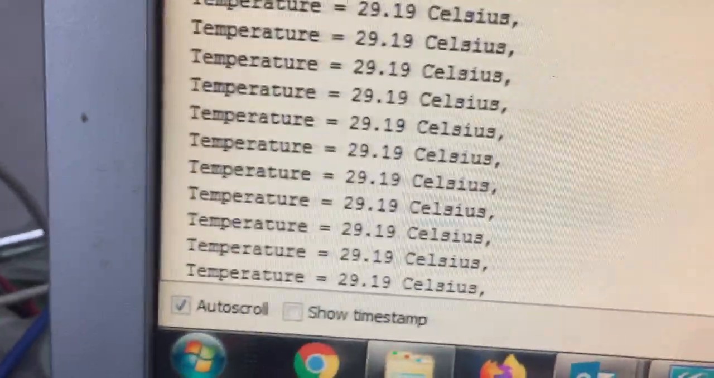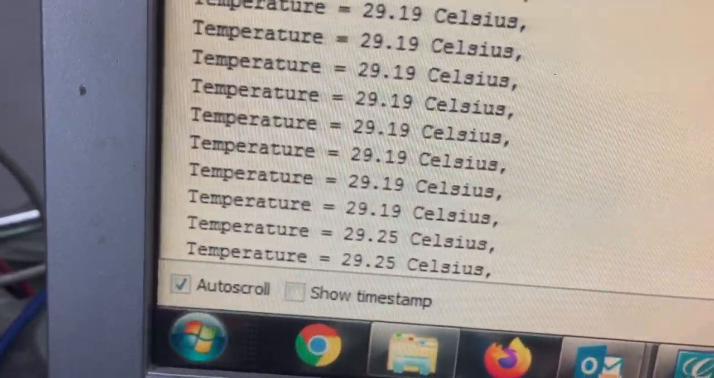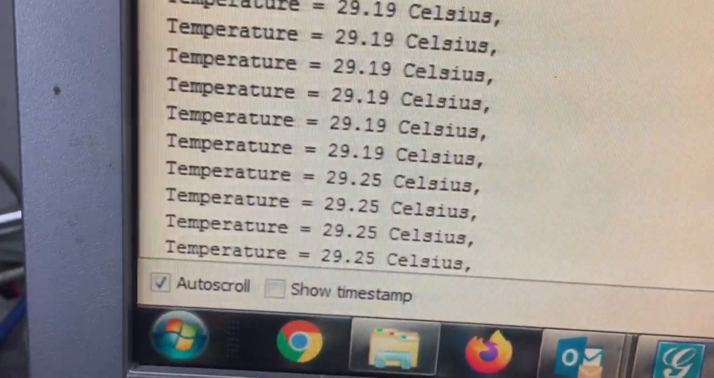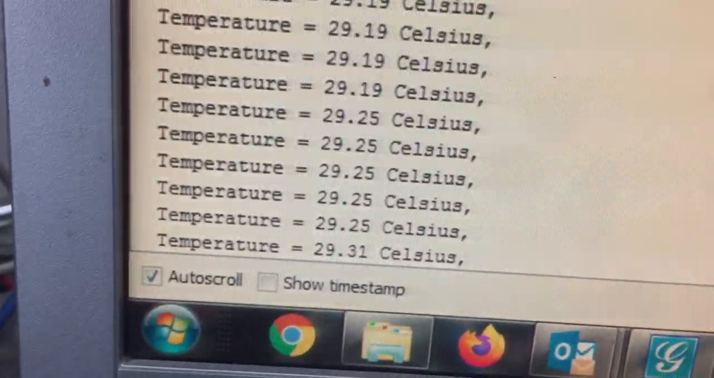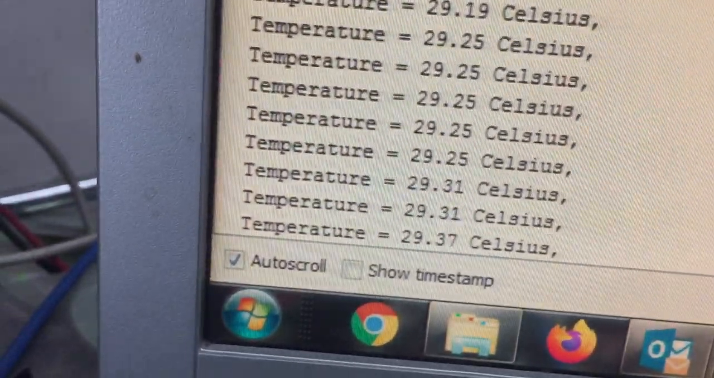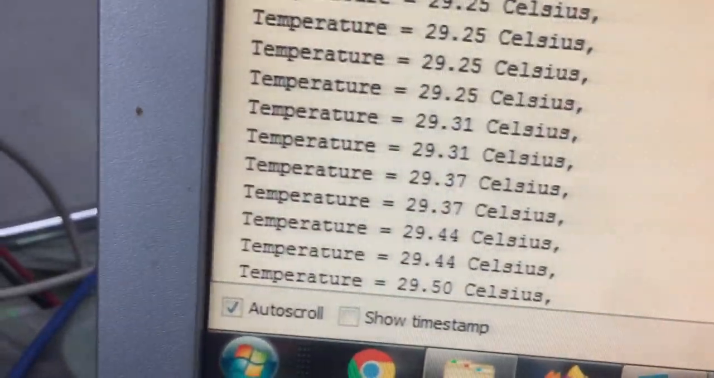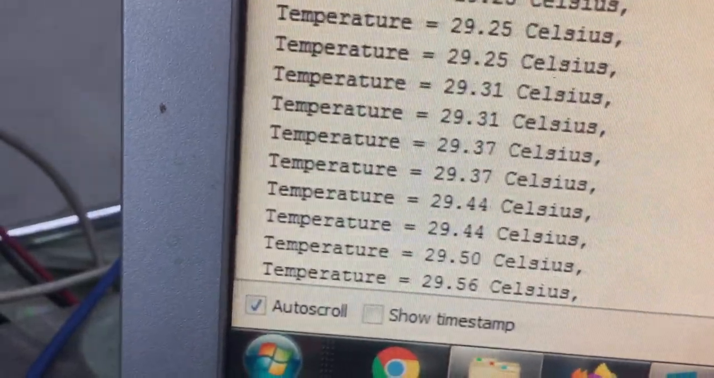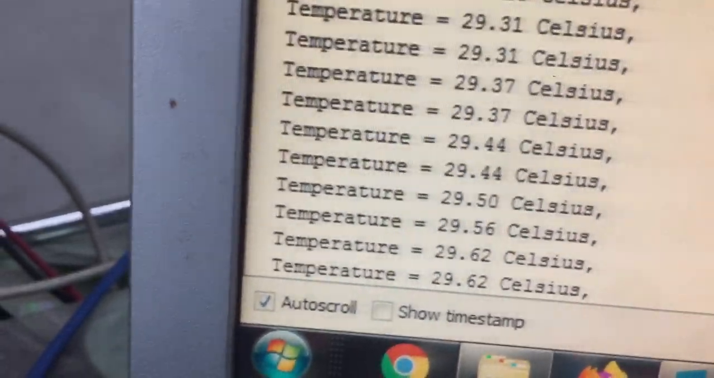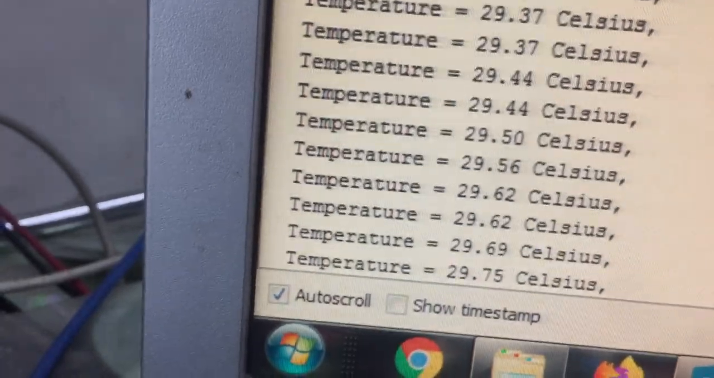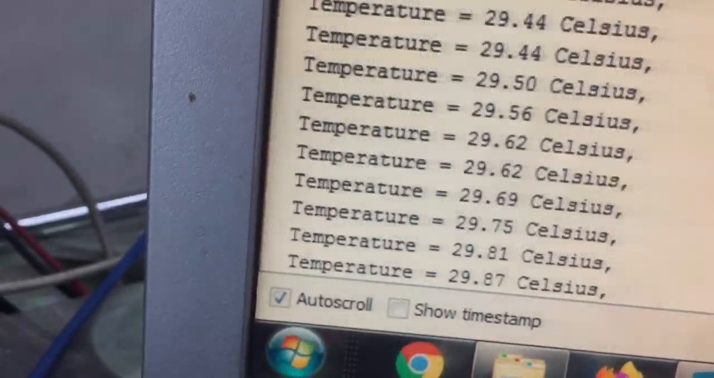Now I will activate the transmitter. Okay, the repeater is transmitting now. Here is the temperature. Once it arrives at 30, the fan will start. Okay, now it is rising, because the repeater is transmitting, so the temperature is rising. Now it will start at 30.